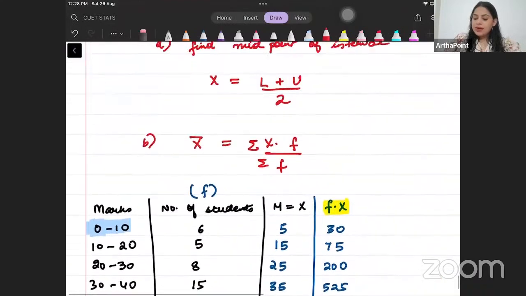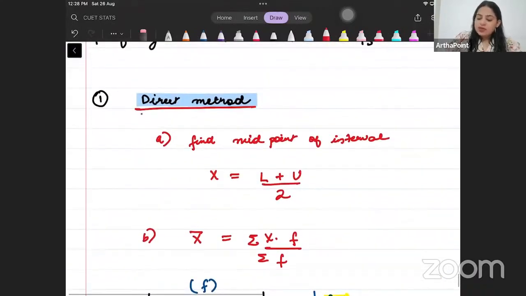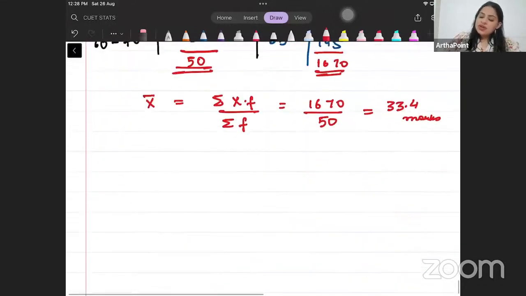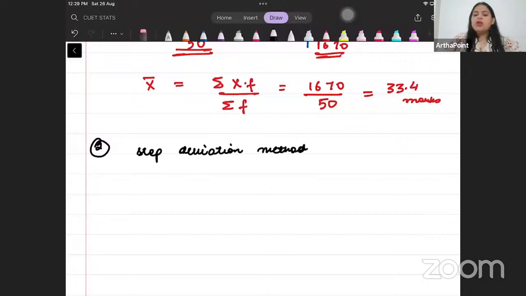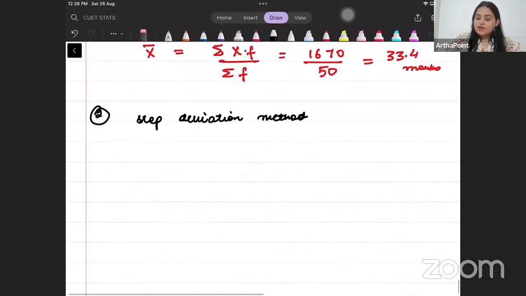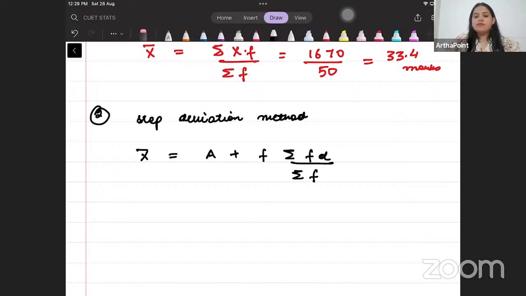ठीक है बेटा, ये आपका पहला मेथड हो गया, which is known as the direct method. But now the second method that you have, this is called as the step deviation method. So in the step deviation method, what you can do is you can go ahead and you can find mean by using the formula A plus F summation F into D by summation F. ठीक है? अब अच्छा इसको ना F मत लिखो, then it will be creating confusion for you. Let's write it as H.